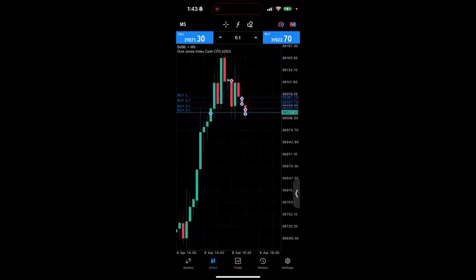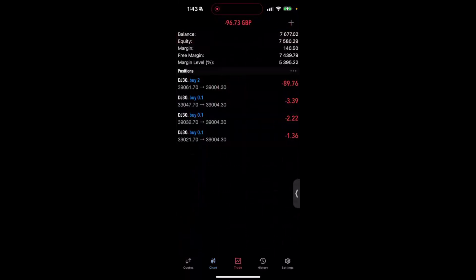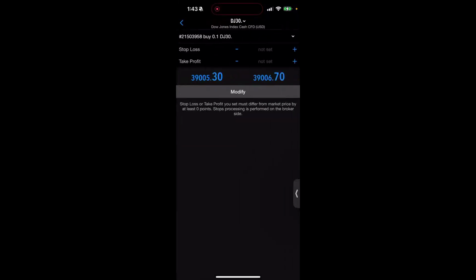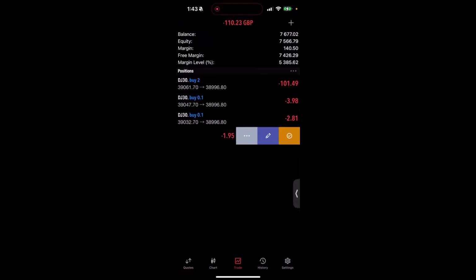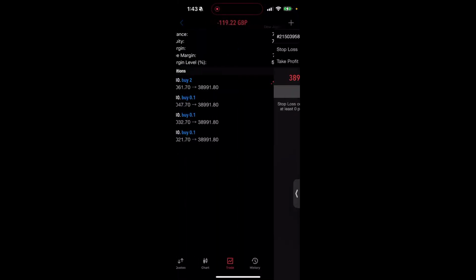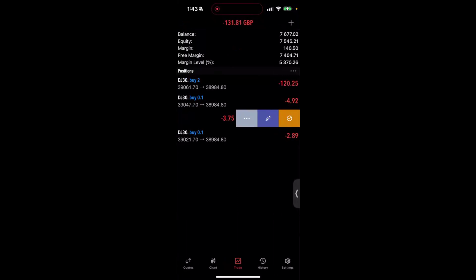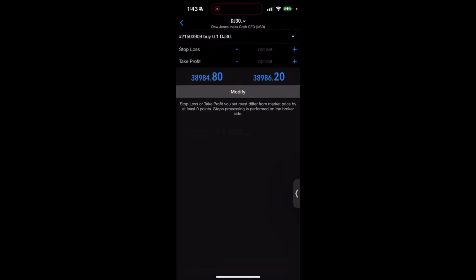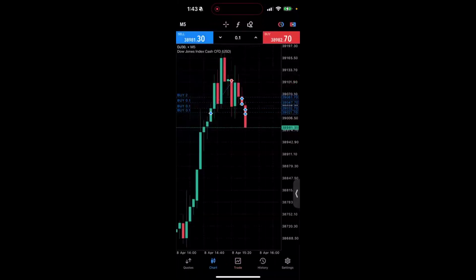So then after doing that, you modify it to put your SL and TP, right? Exactly. Same process of modification. You drag, click on the pencil icon, and put your SL and your TP. When you put your SL and your TP, don't always wait for your trade to hit TP.